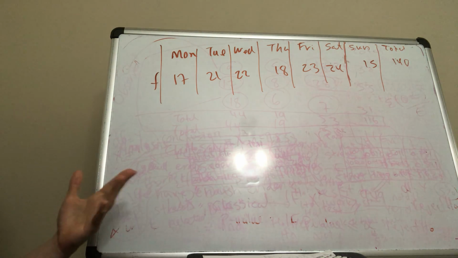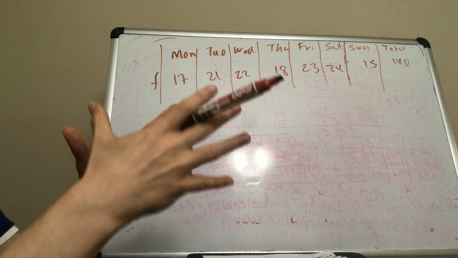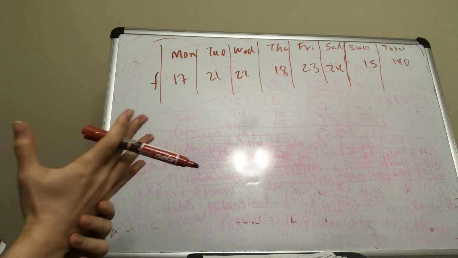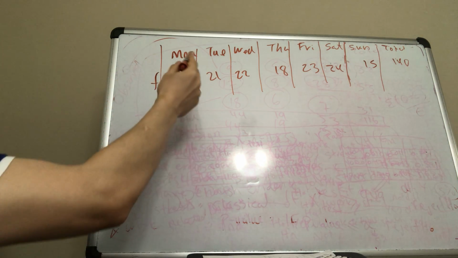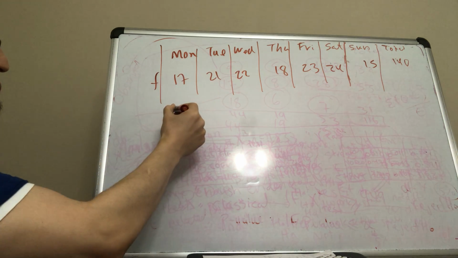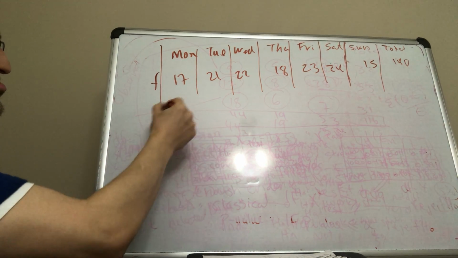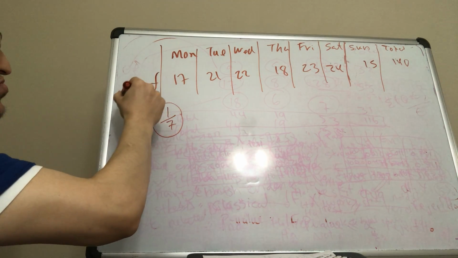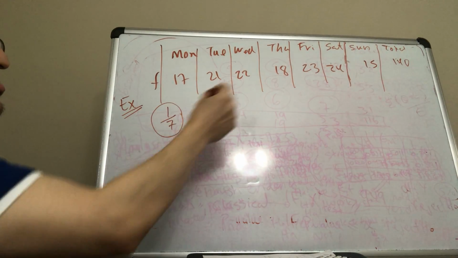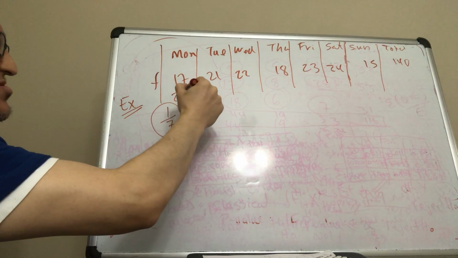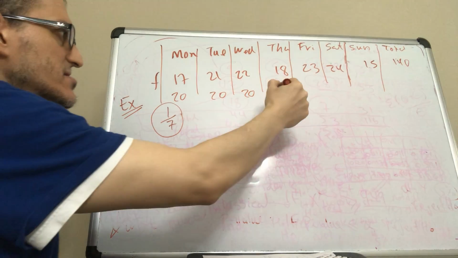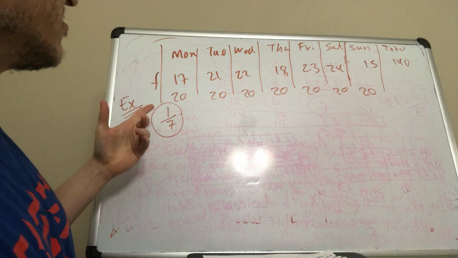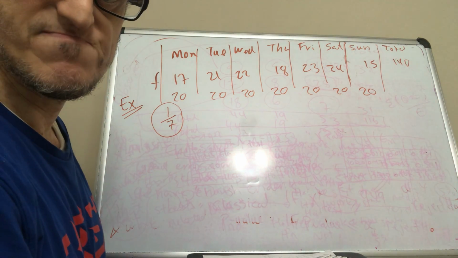So when they say compare this to something else, like common knowledge, equally likely, we think that there are 7 days, and each one of them is supposed to be 1/7 of the total. So this is what we expect. 1/7 of 140 would be 20, 20, 20, 20, 20, 20, 20. So we expect that it's supposed to be 20 each.